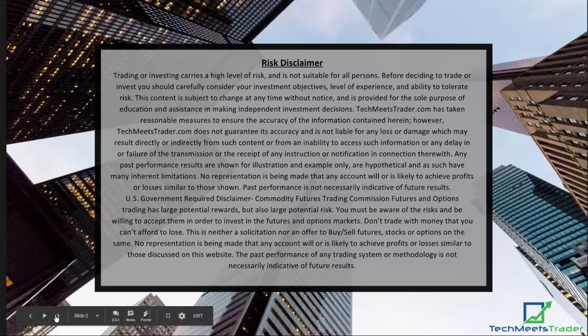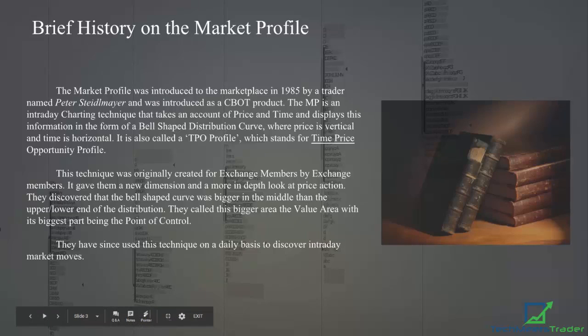First topic we'll go over is just a quick, brief history on the market profile. The market profile was introduced to the marketplace in 1985 by a trader named Peter Stadelmeier and was introduced as a CBOT product. The market profile is an intraday charting technique that takes an account of price and time and displays this information in the form of a bell-shaped distribution curve, where price is vertical and time is horizontal. It is also called a TPO profile, which stands for Time Price Opportunity Profile.